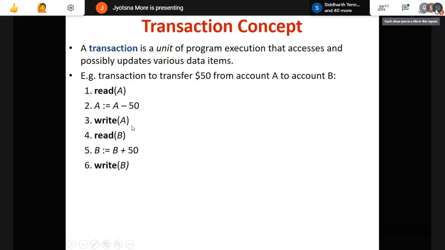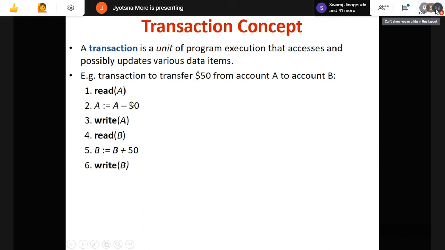If you are not writing, then this second step we have done will have no meaning. If the updated value is not written, then the transaction which you have performed will not execute, or that is not the final execution. So you have to write the value of A.